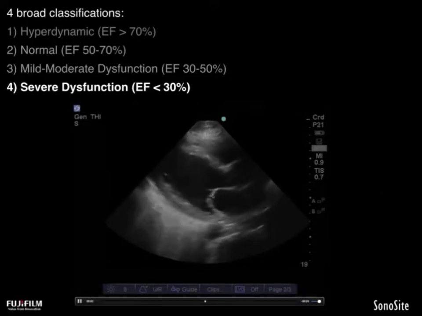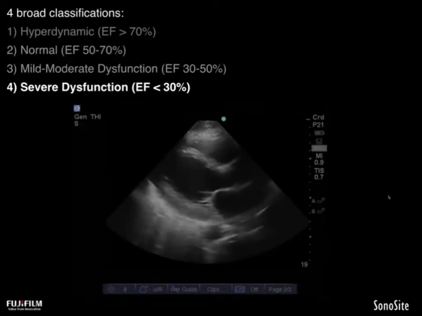The mitral valve barely opens. There's almost no thickening or excursion of this septal wall. And this is a heart that is severely dysfunctional and in the range of an ejection fraction less than 30%.